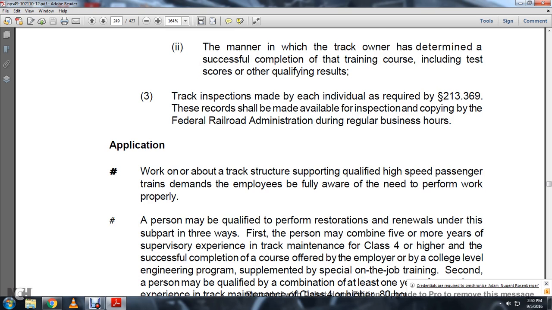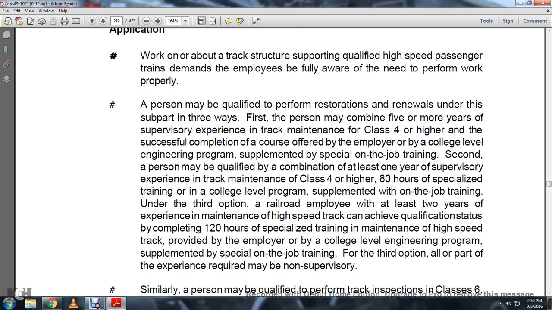Work on or about the track structure supporting qualified high-speed passenger trains requires employees to be fully aware of the need for speed to perform the work. A person may be qualified for the restraint and renewals under this subpart in three ways. First, the person must be certified with five or more years of successful experience in track maintenance for class 4 or higher, and successful completion of a course offered by the employer or a college-level engineering program supplemented by special on-the-job training.